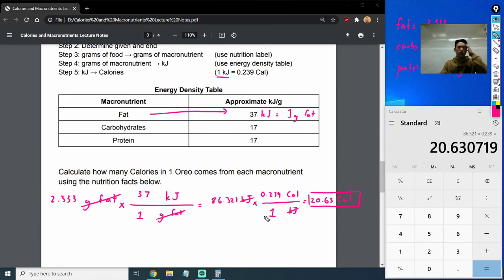Okay, so if you feel confident trying this with proteins and carbohydrates, you can do so and pause the video and try it. But if not, it's okay. I'm going to take it step by step for you guys.